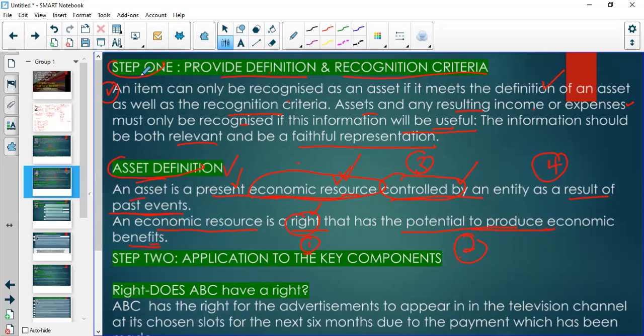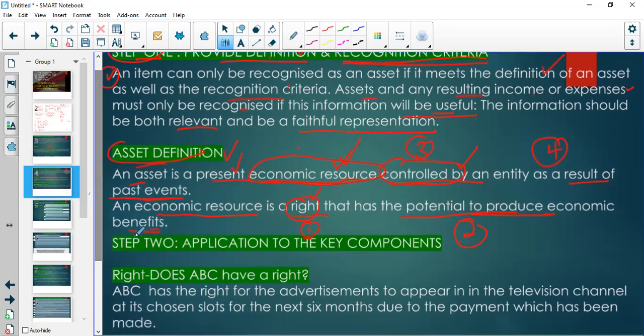And then that was step number one. So on your first step, you need to provide the definition of the element we're talking about and the recognition criteria of that element. And of course, the recognition criteria of all elements is going to be plus or minus the same. That's the definition which you must know from the top of your head.